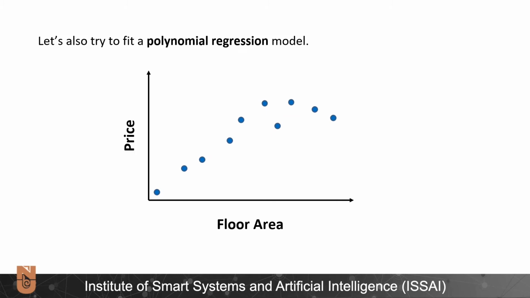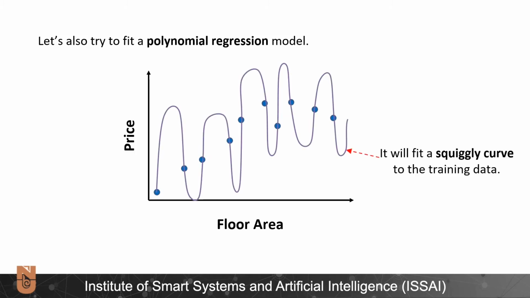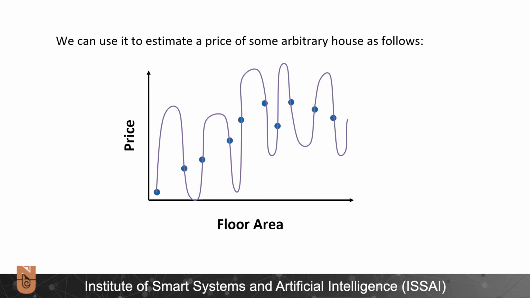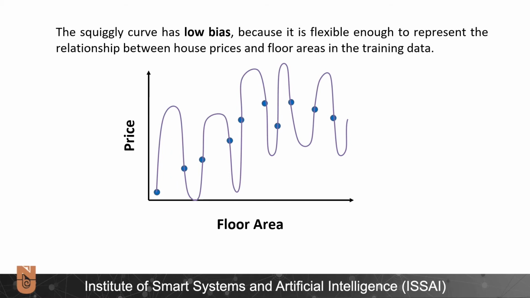Let's also try to fit a polynomial regression model. It will fit a squiggly curve to the training data. This model can be represented as follows, where P is a price, A is a floor area, and all thetas are model parameters. D is the degree of the polynomial. We can use it to estimate a price of some arbitrary house as follows. The squiggly curve has low bias because it is flexible enough to represent the relationship between house prices and floor areas in the training data.